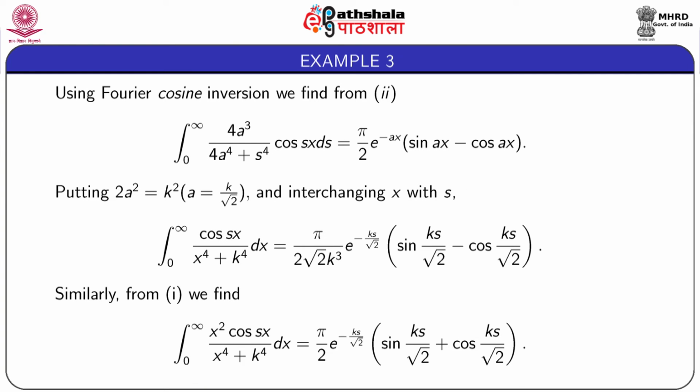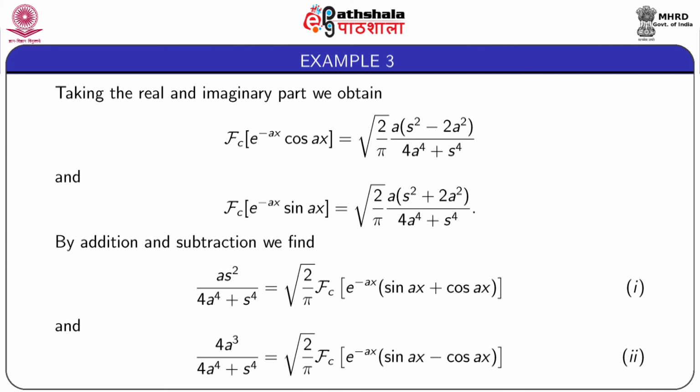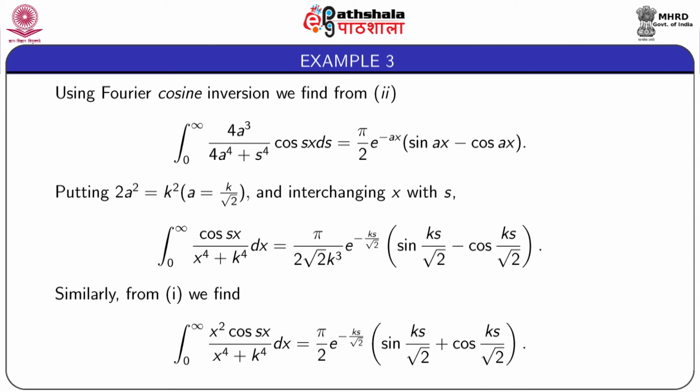So, using the Fourier cosine inversion in relation 2, that means this relation, we obtain integral from 0 to infinity 4a cube by 4a to the power 4 plus s^4 cos sx ds. This is equal to pi by 2 e to the power minus ax into sin ax minus cos ax.